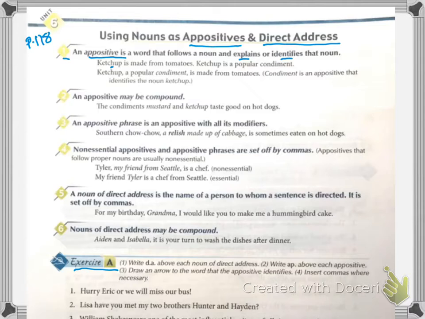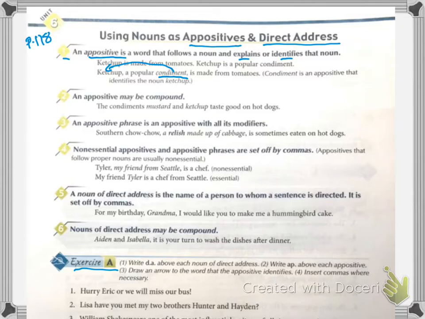So let's combine that information, creating an appositive. Ketchup, a popular condiment, is made from tomatoes. Condiment is an appositive, and it identifies or explains the noun ketchup. This is an appositive phrase. We'll talk more about that below.